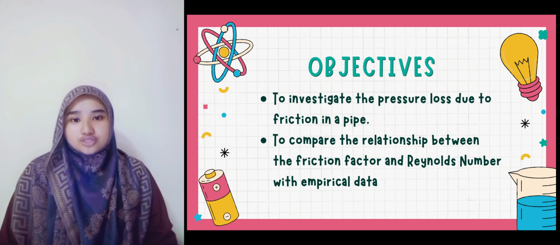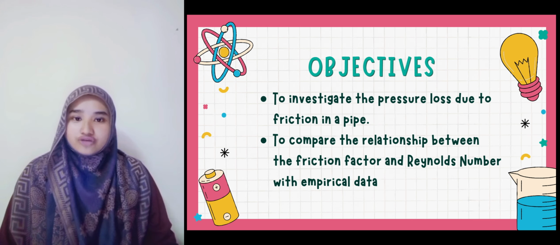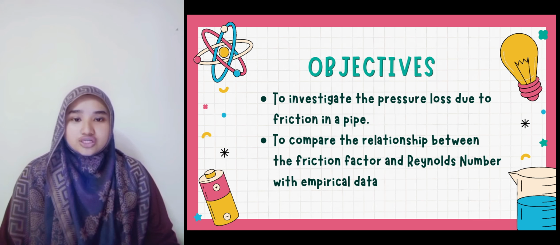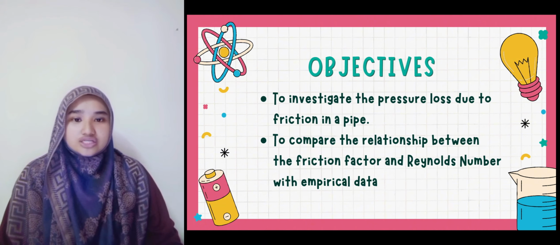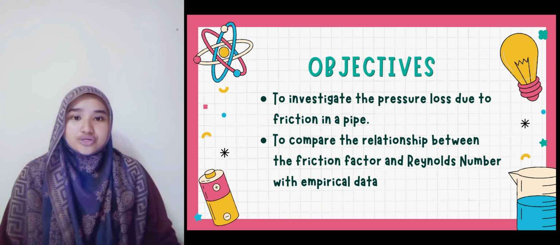There are two objectives in this experiment. First, to investigate friction loss due to friction in pipe. Second, to compare the relationship between friction factor and Reynolds number with empirical data.